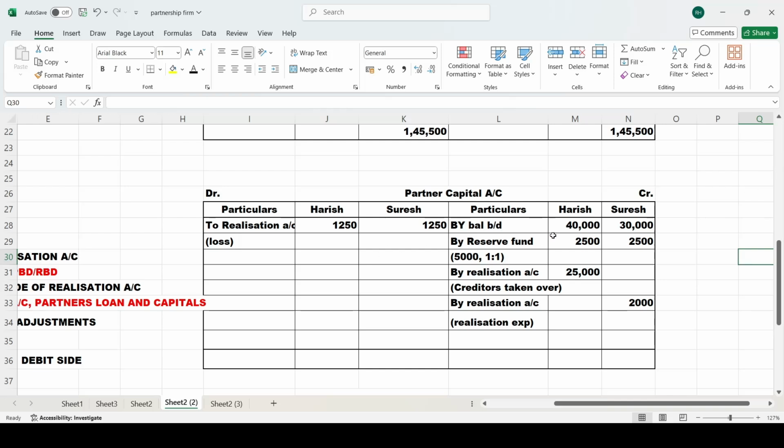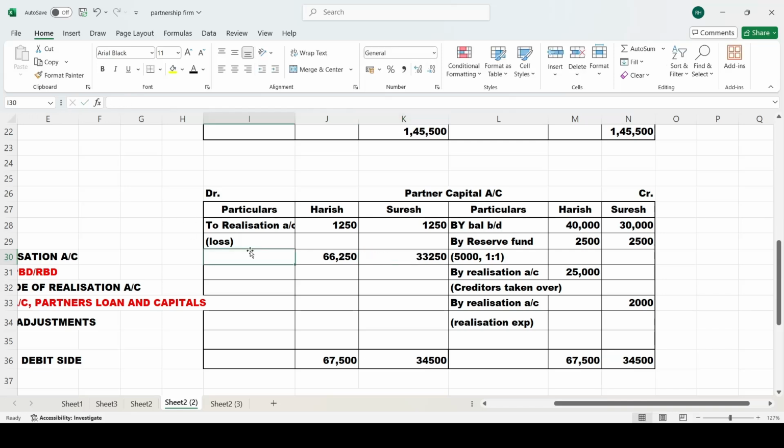We'll check, obviously, this side total is more, which comes to 67,500. Here it is 34,500. We'll take this on both sides of your realization account, partner's capital account. Now from this we minus: 67,500 minus 1,250 comes to 66,250. And when we minus 1,250 from 34,500, it is 33,250.